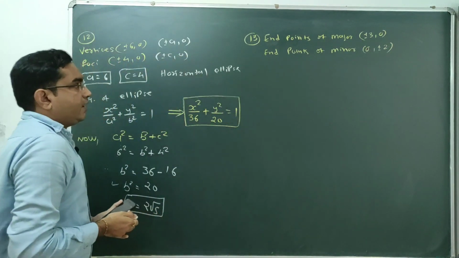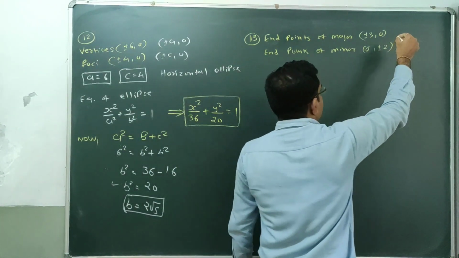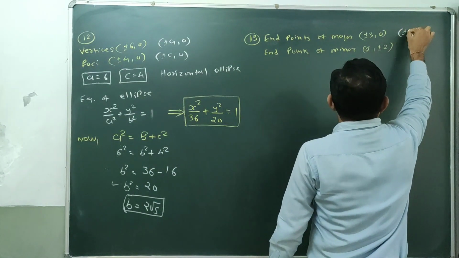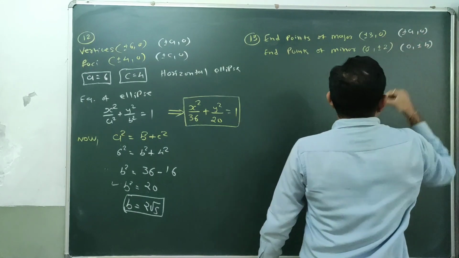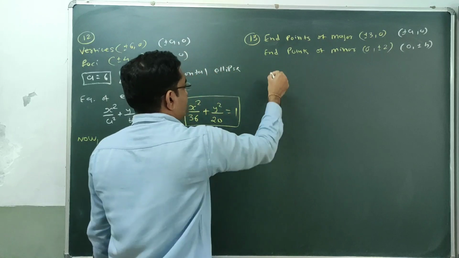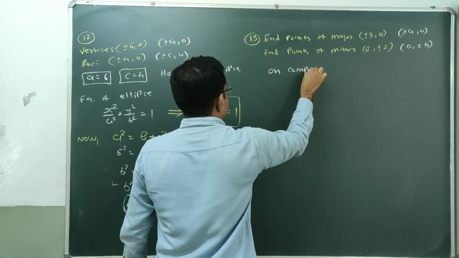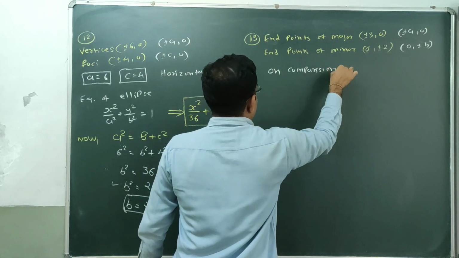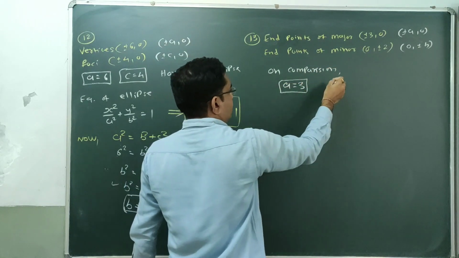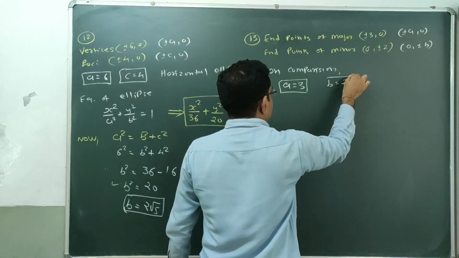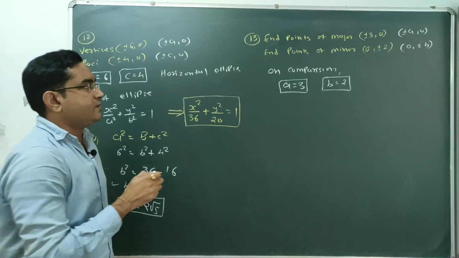So all of you know the endpoints of the major axis are nothing but the vertices, the coordinates of the vertex. So they are equal to plus or minus a, 0, and the endpoints of the minor axis are nothing but plus or minus b, 0. So on comparison, very simple, we are getting a equal to 3 and b equal to 2.